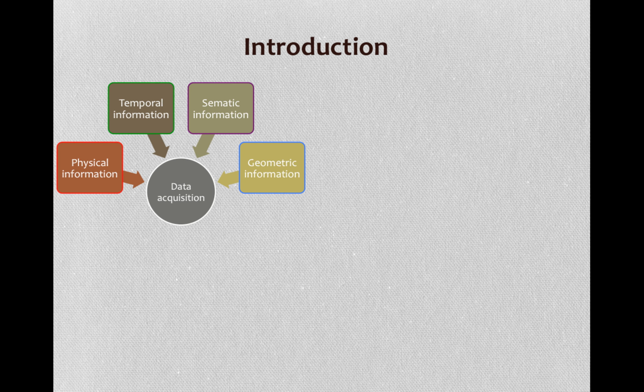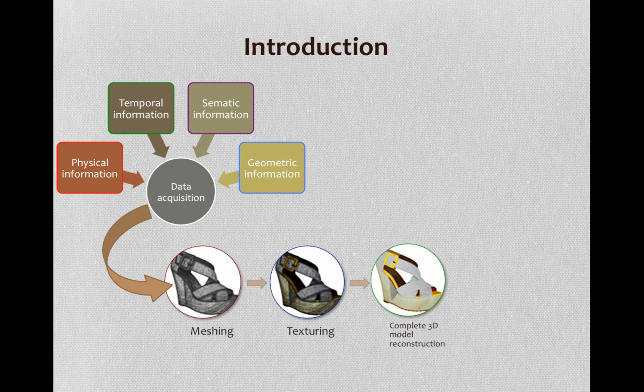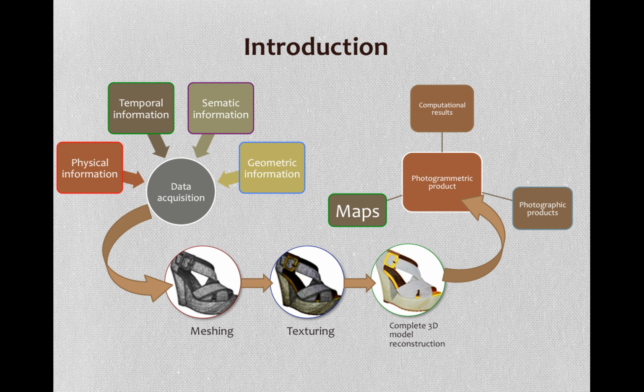As I mentioned before, there are four types of data acquisition or inputs. They are physical, temporal, semantic, and geometric information. These inputs are then processed through the digital workflow, which begins with meshing, then texturing, before producing a complete 3D model reconstruction. This 3D model can be categorized into three types of photogrammetric products, which are computational results, photographic products, and maps.